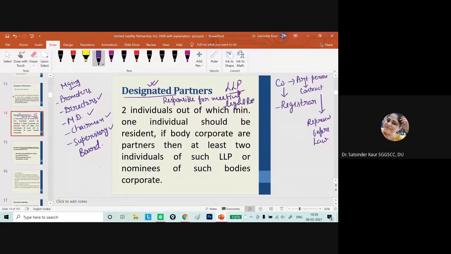because an LLP cannot sign itself. So someone is required to present before the law. And even when we get an LLP registered, it is also registered with the registrar of the Companies Act of the same state where the particular registered office is. So in that case, the designated partners are those partners who are responsible for meeting all the legal requirements and submission of documents, etc. So out of all the partners, two individuals should be designated partners.